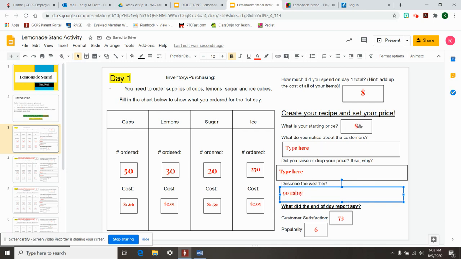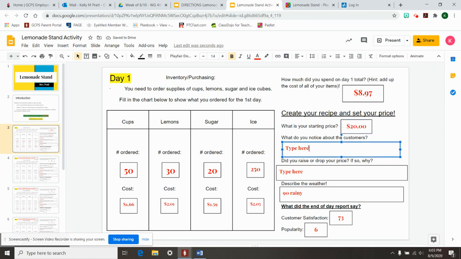Okay, what was your starting price? And then this is where how much I spent for the day. I think it was $8.97, how much I spent there. What was your starting price? I had $20 to spend. Remember, that was my starting budget.